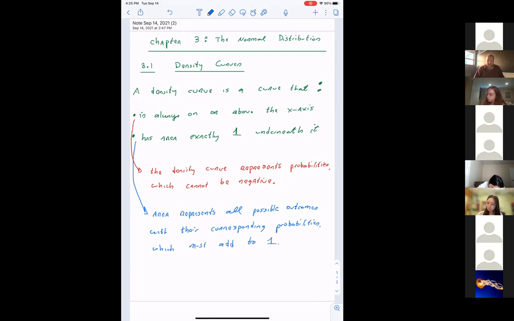So if you have a curve and someone says, I think this is a density curve, you say, okay, well, let me check 2 things. 1, let me check that it never goes negative. And 2, let me check that the area underneath it is equal to 1. Now, that's a little easier said than done, because how exactly do you find the area under a curve?